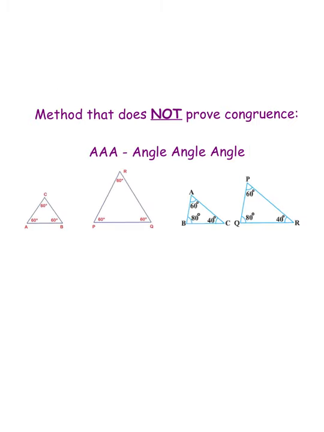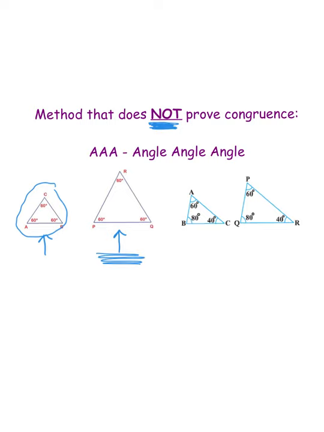Now a method that does not work, please make sure you have this bold, is angle, angle, angle. So if I look at this picture here, I have an equilateral triangle. All my angles are 60. Here I also have an equilateral triangle where all the angles are 60. But I'm hoping that you can visually see that these 2 triangles here are not the same. They're not the same size. If I cut this one out, it's going to be much smaller than this one.